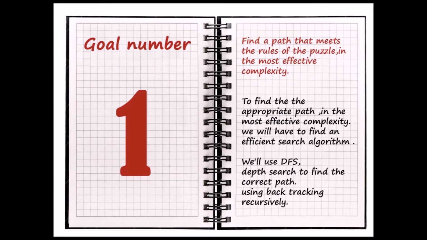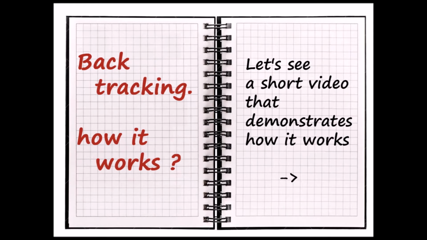To find the appropriate path in the most effective complexity, we will have to find an efficient search algorithm. We will use DFS, depth-first search, to find the correct path using backtracking recursively. Backtracking, how does it work? Let's see a short video that demonstrates how it works.